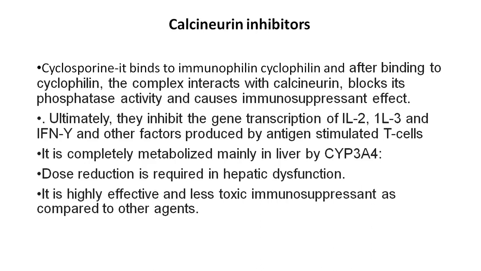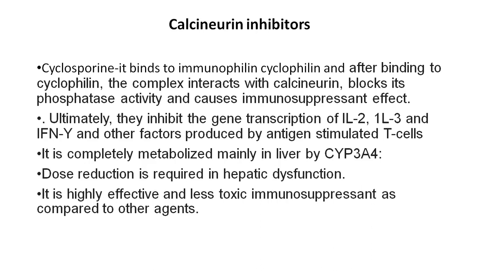Ultimately, they inhibit the gene transcription of interleukin 2, interleukin 3, and interferon gamma, and other factors also, produced by antigen-stimulated T cells. Okay, first cyclosporin and cyclophilin form a complex. Then they interact and block phosphatase activity, causing the immunosuppressant effect.